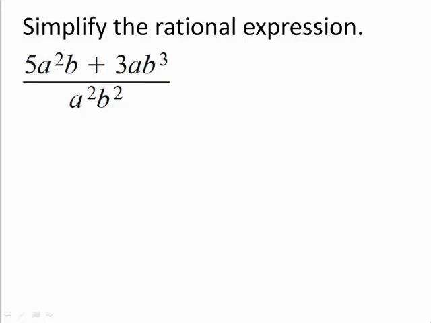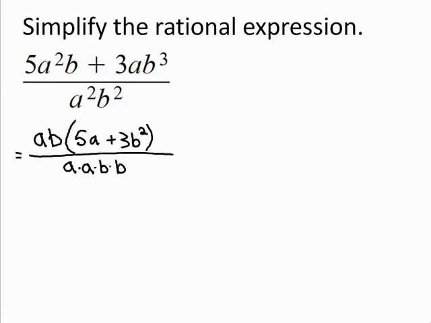Simplify the rational expression: 5a squared b plus 3ab cubed divided by a squared times b squared. Factor an a times b out of the numerator and write a squared b squared as a times b times a times b. There is an a and a b in both the numerator and denominator, so they cancel out. You are left with 5a plus 3b squared divided by a times b. This expression has to have the same domain as the original expression. The denominator of this expression has all of the same factors as the denominator of the original expression, so they already have the same domain.